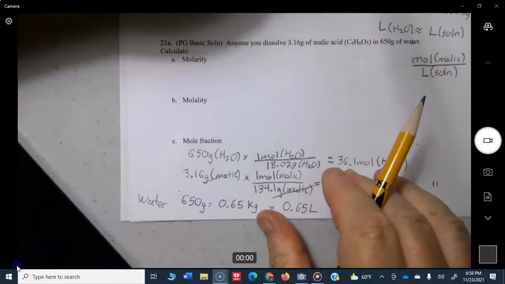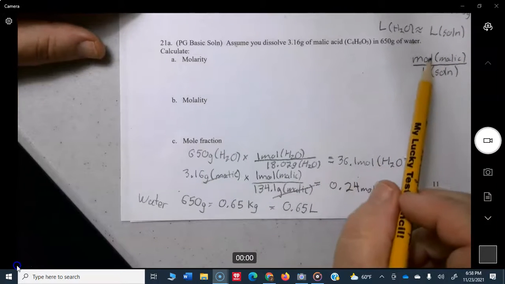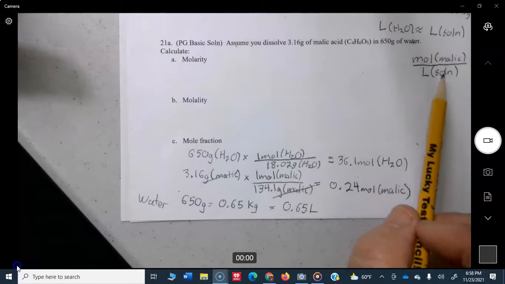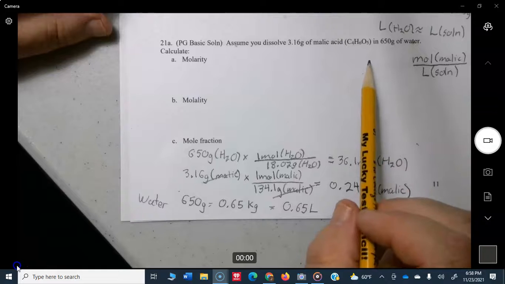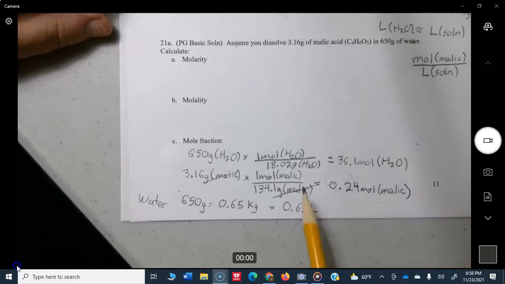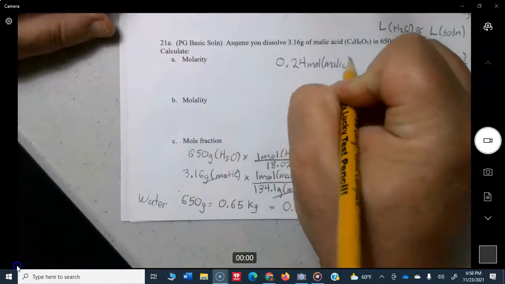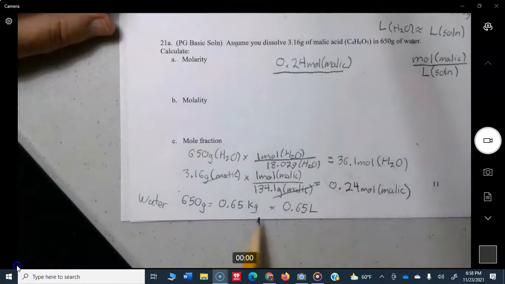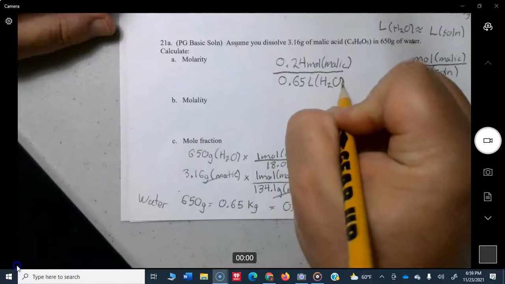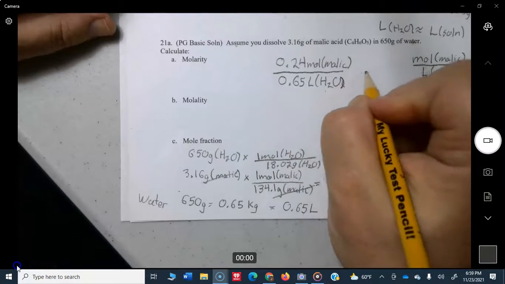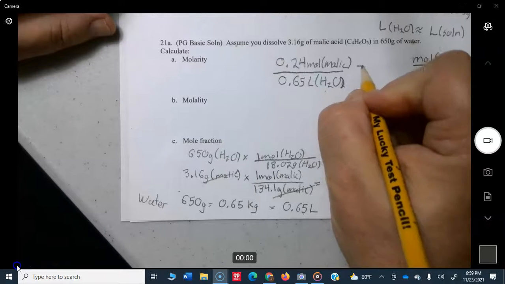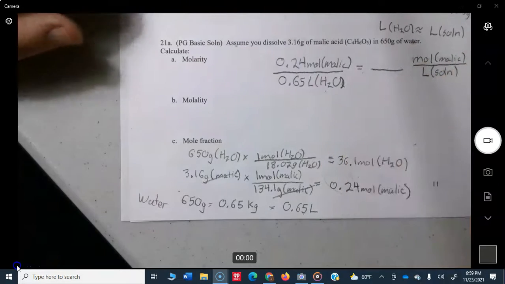Now, yeah, that's a little bit of a fudge to do that, but we're going to go ahead and do it, otherwise we just can't solve the problem. Okay, so what we're going to do is say it's 0.24 moles of malic acid over 0.65 liters of water, but we're going to say that approximately equals the liters of solution. So therefore we're going to just do a division here and say that that's our answer.